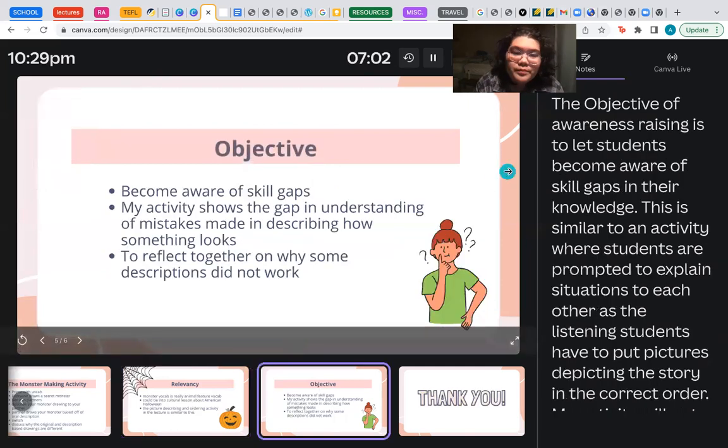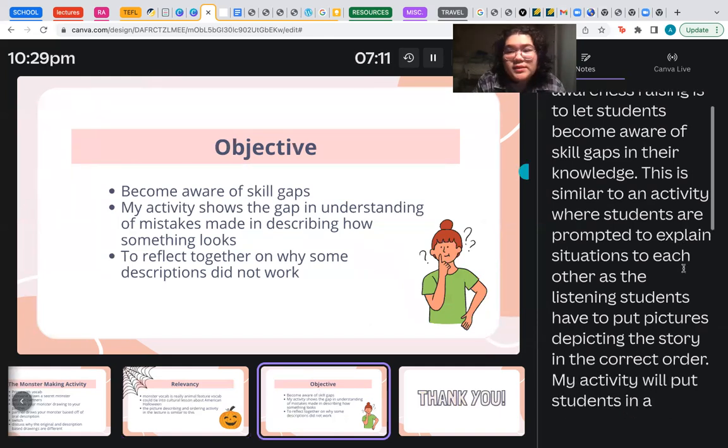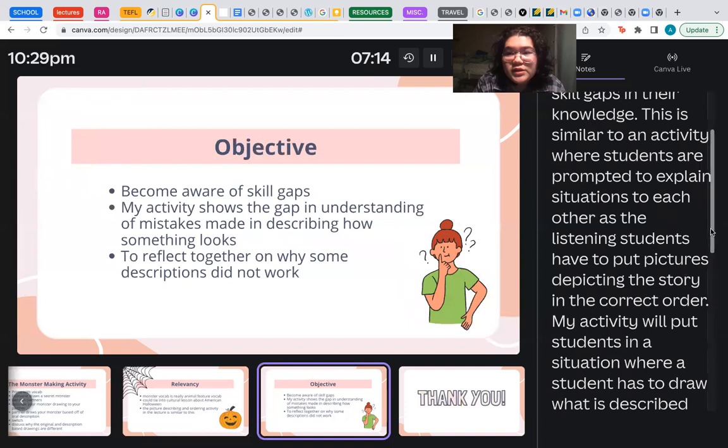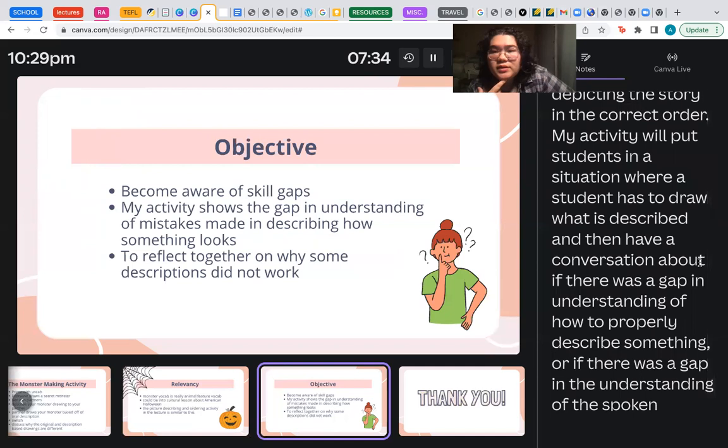So, the objective of the raising of awareness is to let students become aware of that skill gap in their knowledge. And this is similar to the activity that was talked about in the lecture, where students are prompted to explain situations to each other as other students listen, and then the listening students are to put the pictures in the correct order. And my activity is kind of based off of that idea.